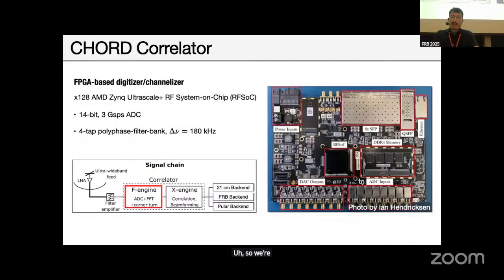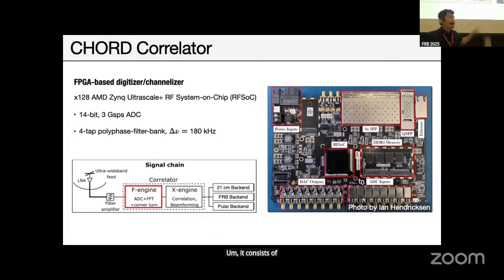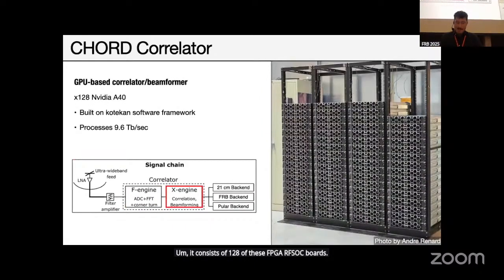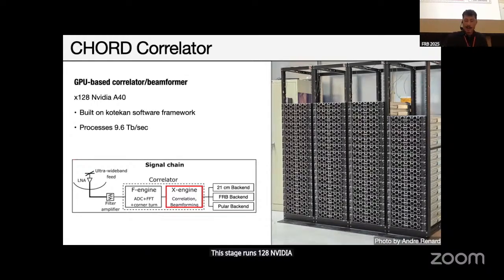So we're using an FX-style correlator. The digitization and channelization of the 512 inputs is carried out by the F engine, which is being developed here at McGill. It consists of 128 of these FPGA RFSoC boards. The data is then routed through a network switch to a GPU-based correlator and beamformer. This is being developed primarily by the University of Toronto and Perimeter Institute. This stage runs 128 NVIDIA A40 GPUs. You can see the GPUs in this photo on the right. Currently, they're sitting in a DRAO high bay waiting to be installed.